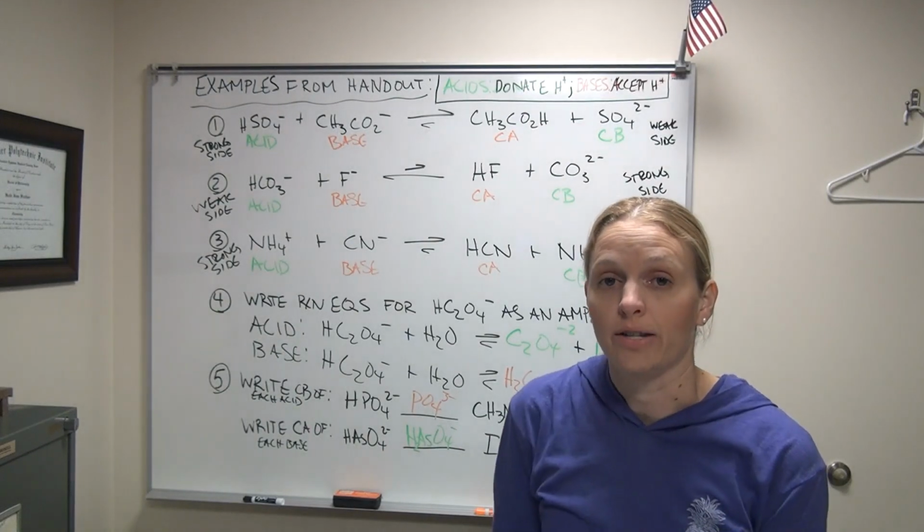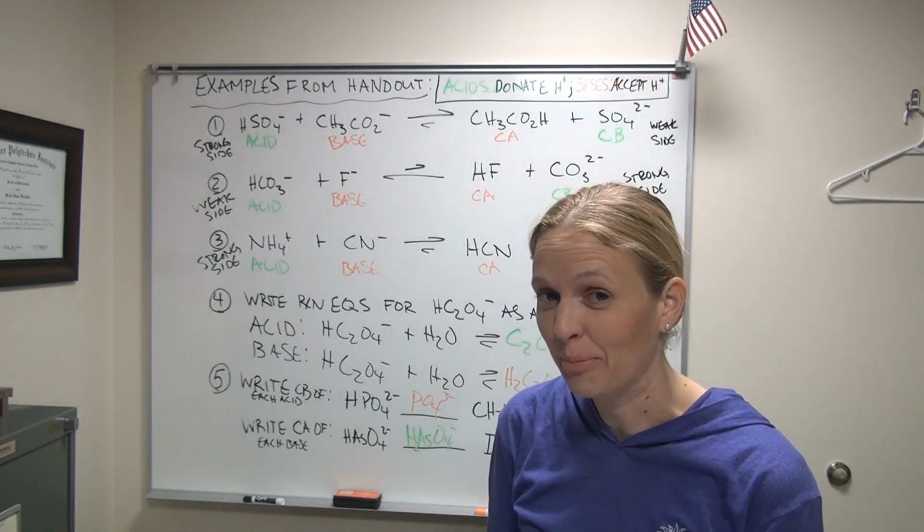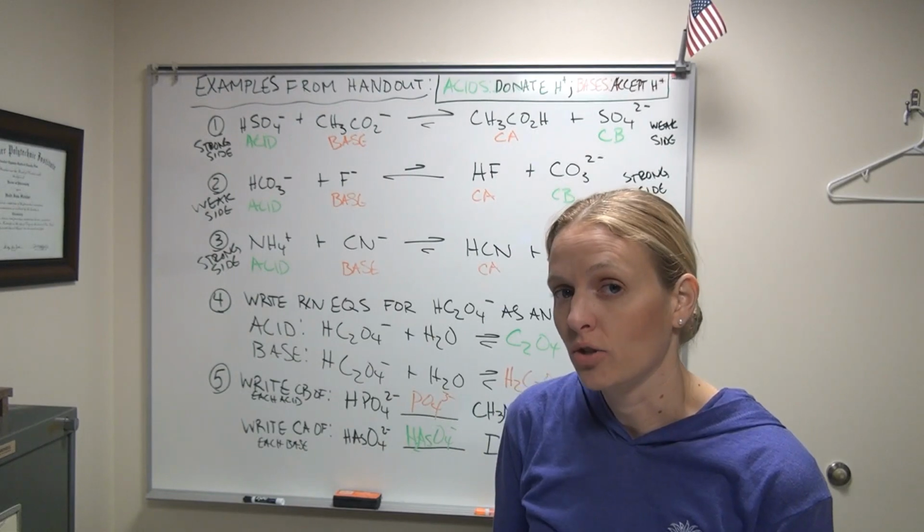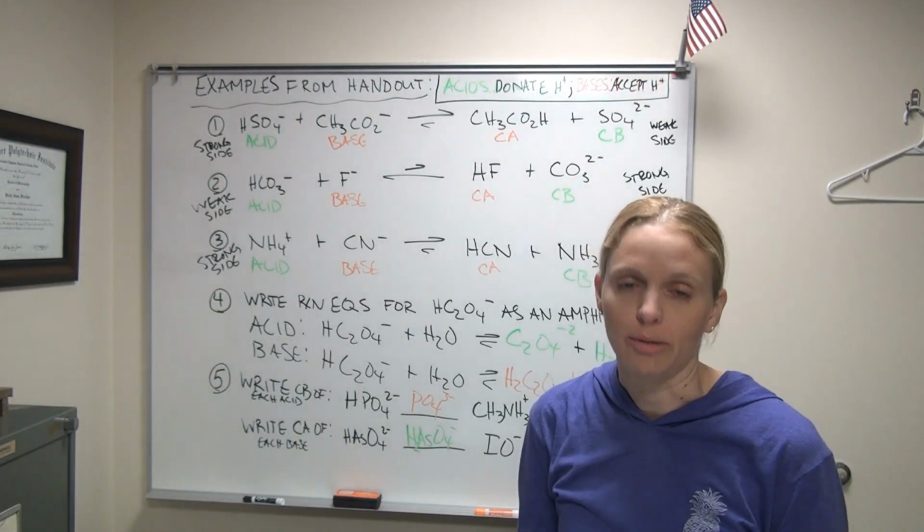The other way that we can figure out acid strength is with the Ka number, the equilibrium constant for dissociation of the acid, and we're going to get into talking about that shortly.